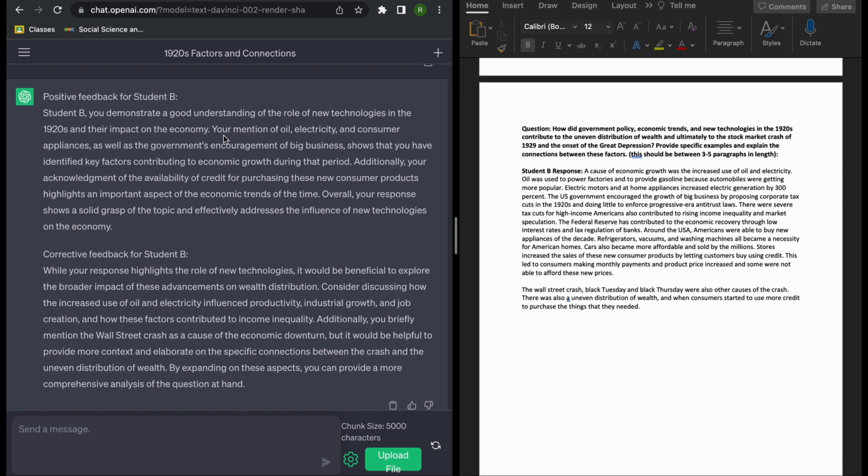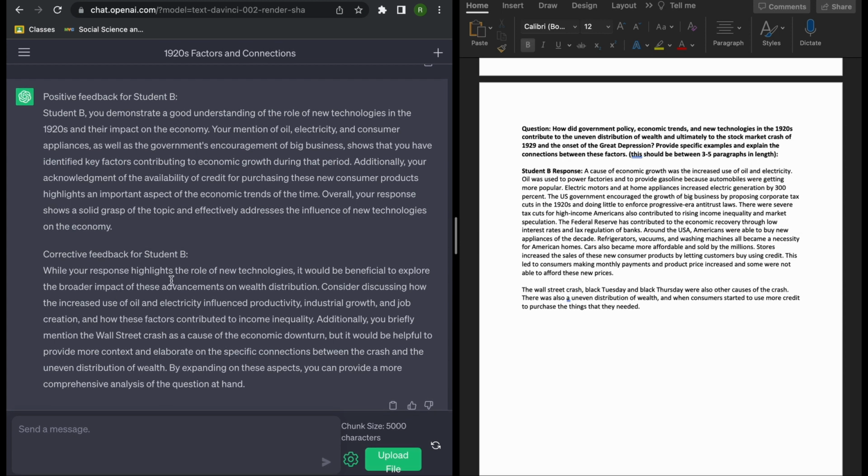You demonstrate good understanding of the role of new technologies in the 1920s, their impact on the economy, your mention of oil, electricity, consumer appliances. Overall, your response shows a solid grasp on the topic and effectively addresses the influence of new technologies on the economy. I do feel like this is being generous, but again, I have that background knowledge that some of this just seems like it's cut and pasted out of classroom slide presentations.